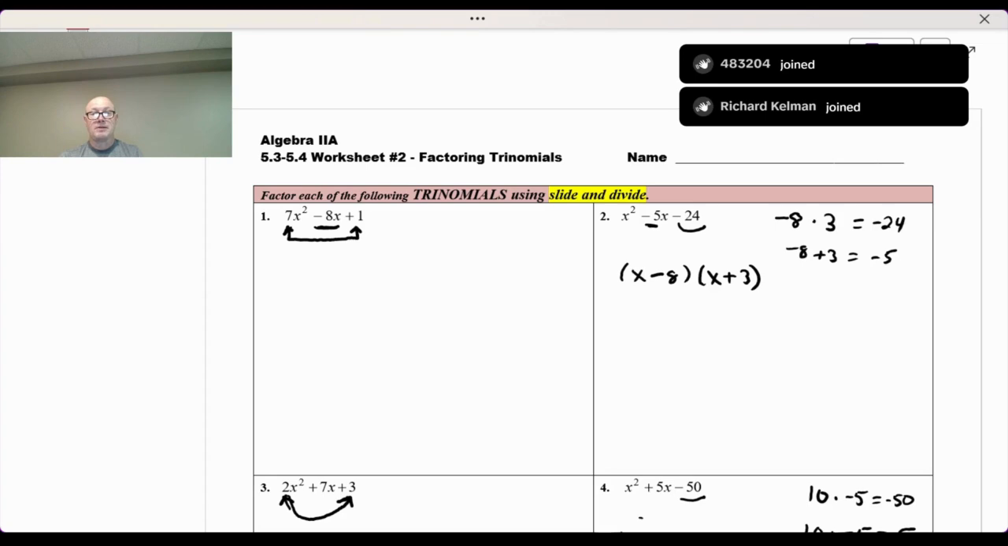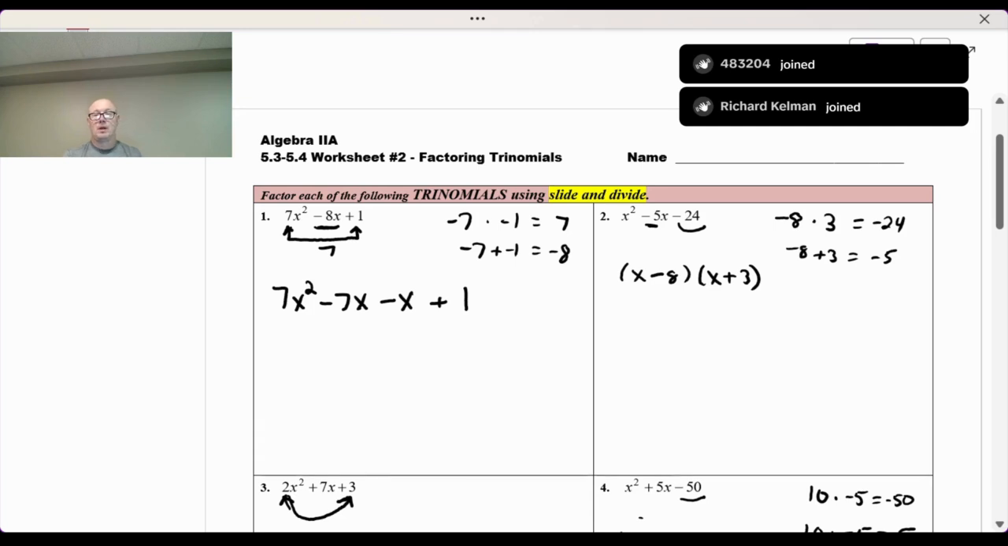So 7 times 1 is 7, and -7 times -1 is 7, so that gives us the 7 that we need, and -7 plus -1 is -8. So I'm going to use -7 and -1 to split this up. So what we do with factor by grouping is we rewrite this as 4 terms. So we get 7x squared minus 7x minus x plus 1.